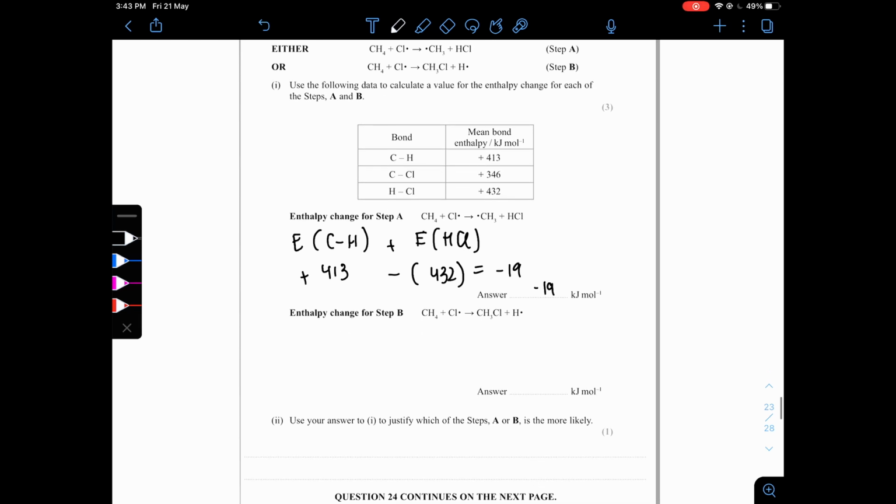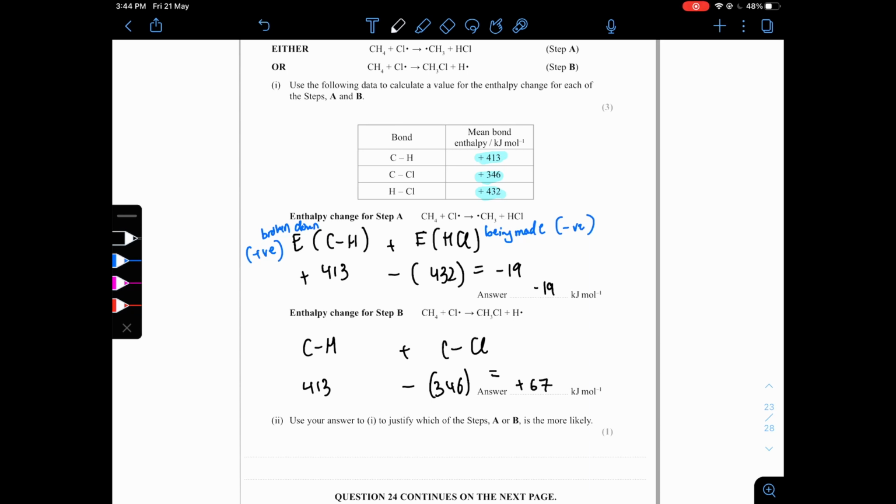Same thing again. What's being broken down here? For this one, again, C-H is being broken down. This is being made, which is why it's negative. This is our positive. And what are we making this time? We are making a carbon to Cl bond here. Where this is being made, it's going to be negative, so this is going to be 346. This is our 413, from the table they give us. So this would be 413 take away 346. This gives us plus 67 kilojoules per mole.